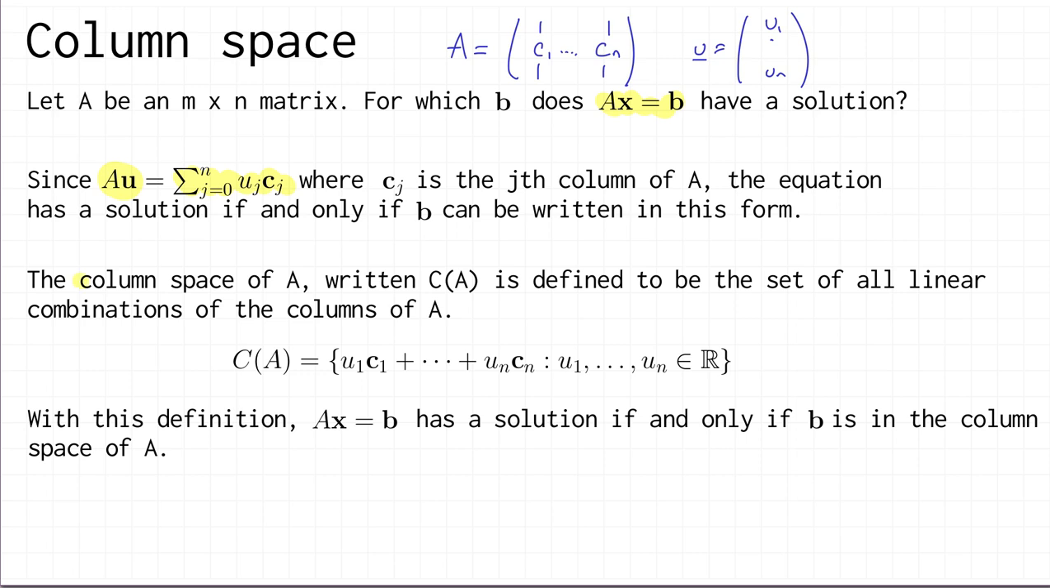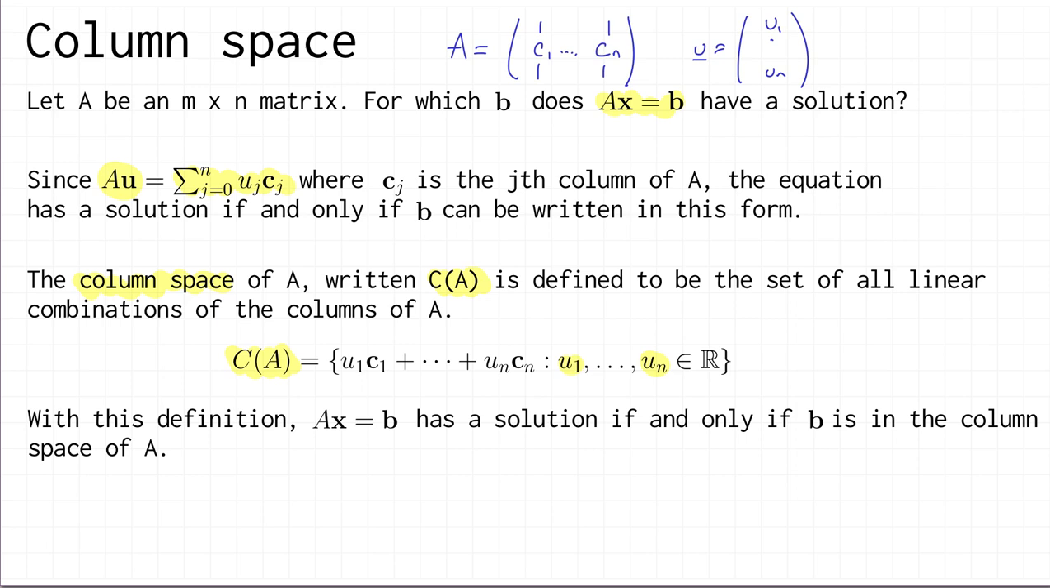We're going to call it the column space of A, and we're going to write it as C of A like this. So here's the formal definition. If you've got a matrix A, the column space of A, which we write like this, C of A, is equal to the set of all linear combinations of the columns of A. In other words, all the vectors of the form a scalar times C1 plus a scalar times C2 plus a scalar times C3, and so on up to a scalar times Cn, where u1 up to un can be any real number each time.